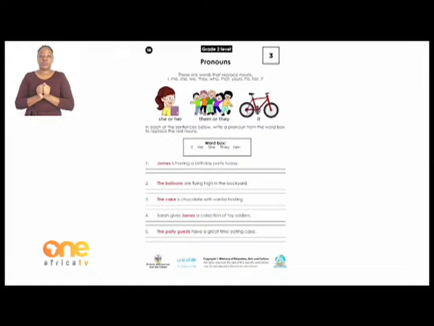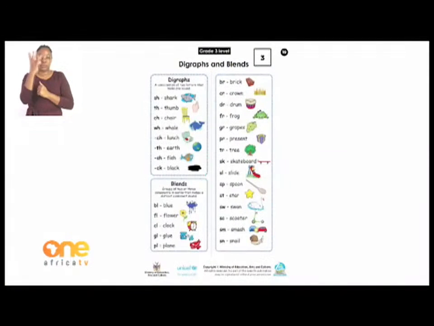Let's go to page 19. On page 19, we have digraphs and blends. Now, I'm sure you know that when we started learning how to read, we had letters, and those letters made sounds. Now, when 2 or more letters are together, they don't become just sounds, but they become digraphs. So we have a couple of digraphs that are shown there, and we are going to read them together.